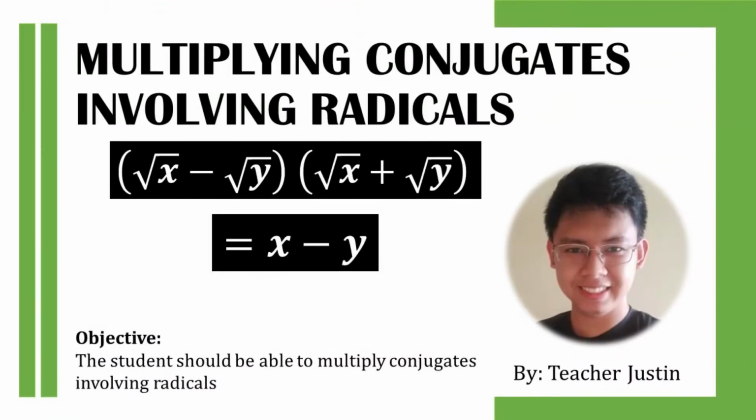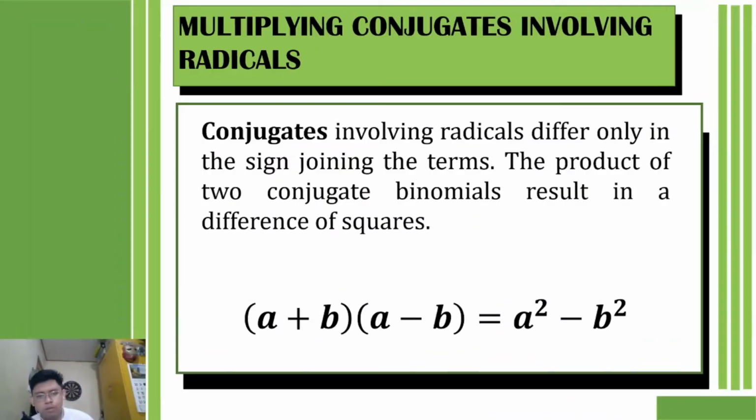On today's topic, we're going to talk about multiplying conjugates involving radicals. When we talk about conjugates, we are going to have two binomials having the same terms but different operation. So the product of two conjugate binomials will result to difference of two squares.